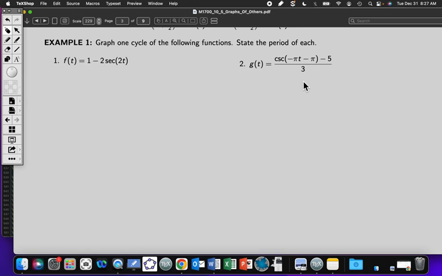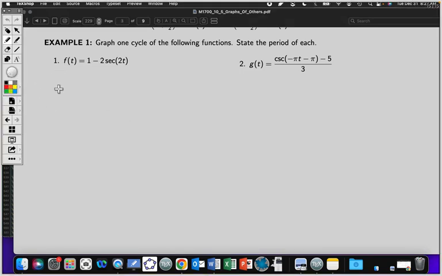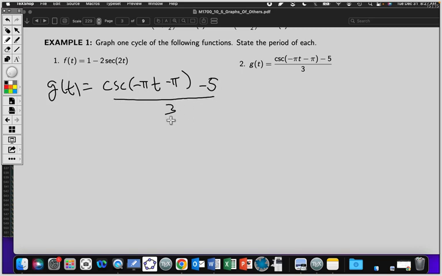All right, let's take a look at graphing g of t. So g of t here is cosecant of negative pi t minus pi, minus 5, all over 3. So once again, we want to look at the corresponding sine function, and we want to write that in the standard sinusoidal form.